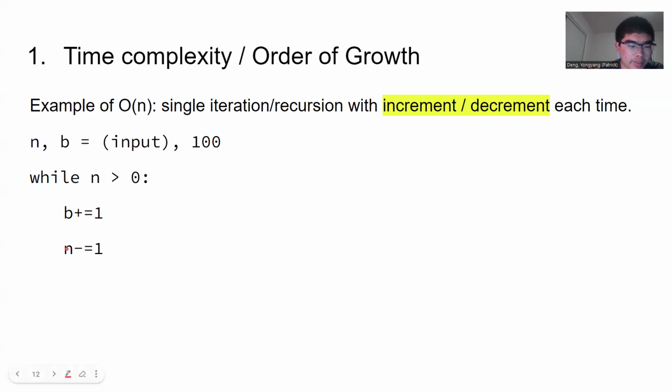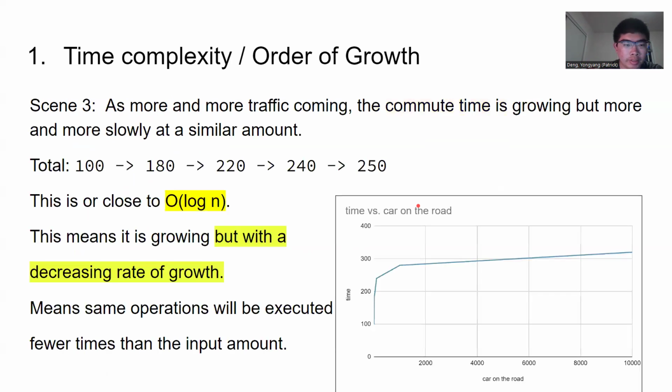Let's say n is the input. While n is greater than 1, b will plus 1 each time and n will decrease by 1 every time. So if the n input is 100, you will loop 100 times. If I plug in 1,000, you will loop 1,000 times. So the time cost is proportional to the amount of your input. This is the linear order, linear growth with big O of n.